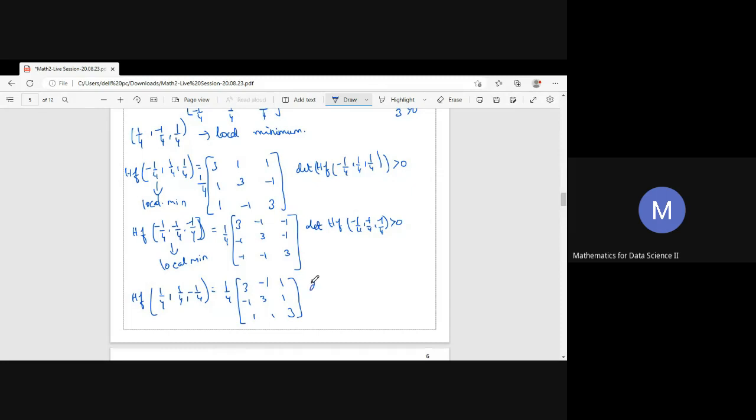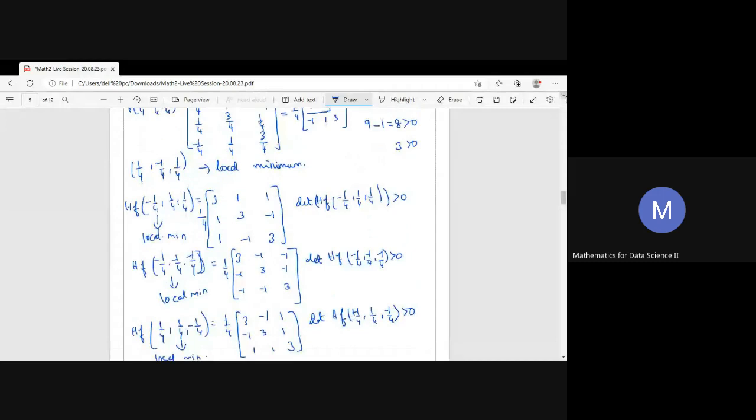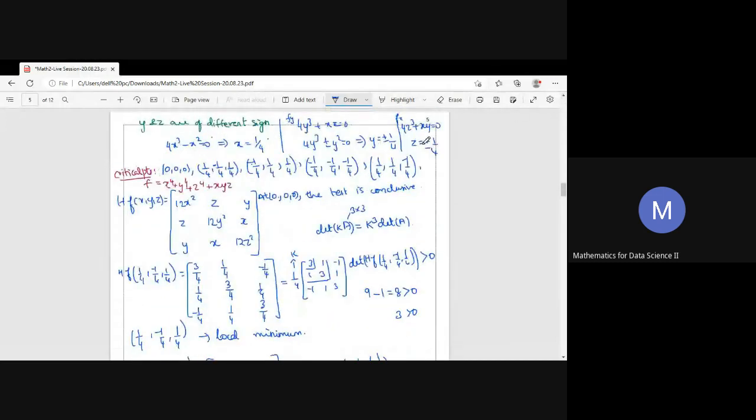Again, nothing is changing. You still have the determinant to be the same 16 for this matrix. And the determinant of this part is still 9 minus 1, 8 positive, and this part is still positive. So again, this point is also a local minimum. So in this case, except the origin, all other critical points are local minimum. At 0, 0, 0, the test is inconclusive.